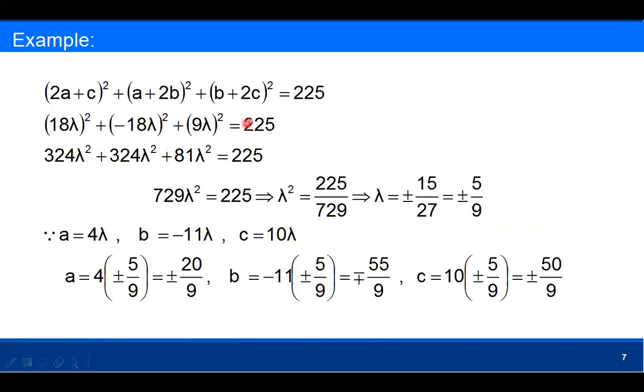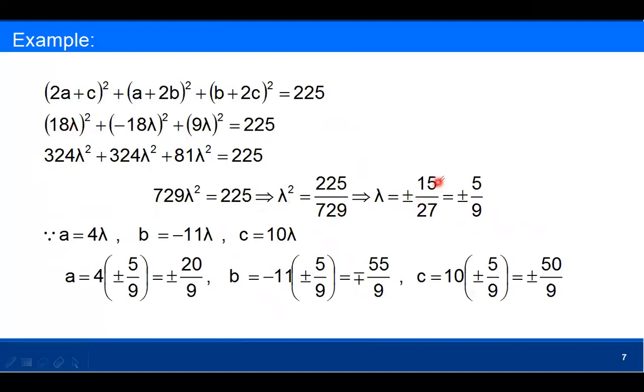In this equation we will get (18 lambda) whole square plus (minus 18 lambda) whole square plus (9 lambda) whole square equal to 225. So squaring this, 324 lambda square plus again this also 324 lambda square plus 81 lambda square equal to 225. If I add this, 729 lambda square equal to 225. From this lambda square equal to 225 by 729. So therefore lambda equal to plus or minus root of this value, 15 upon 27.